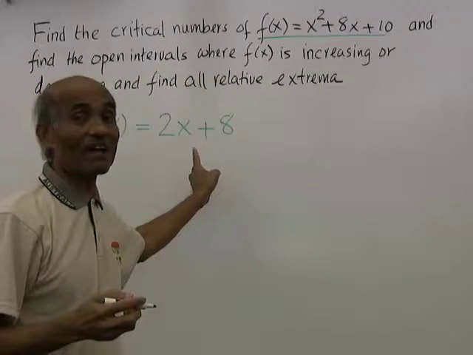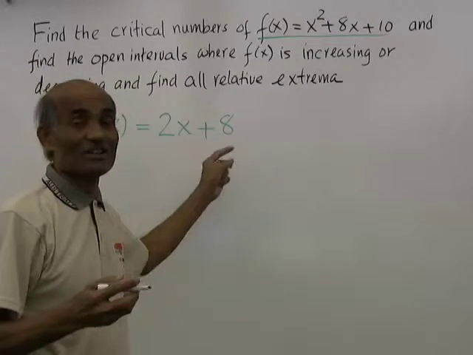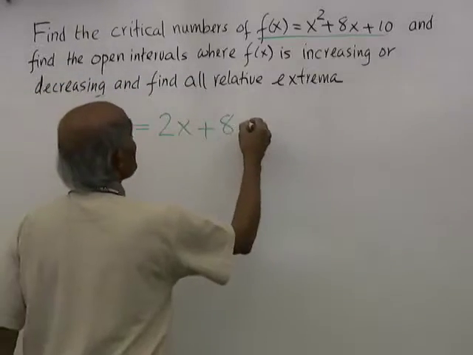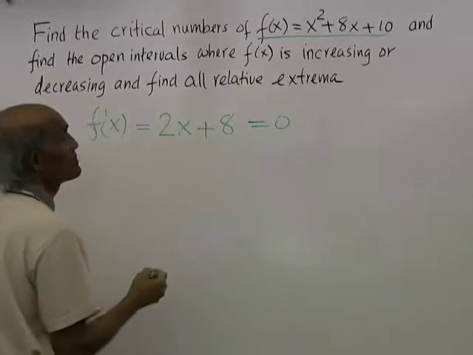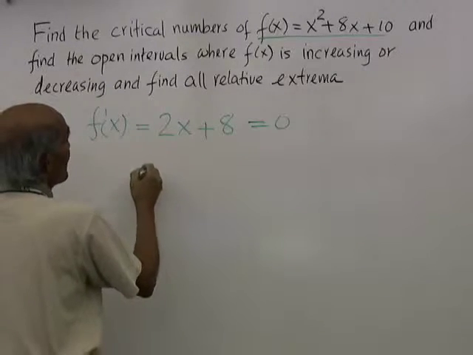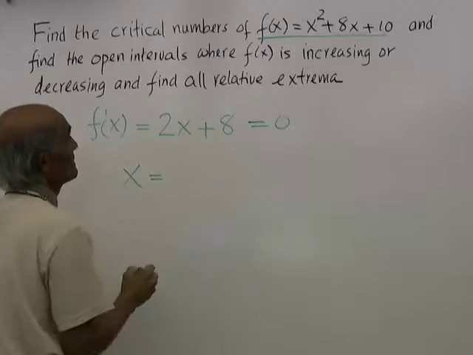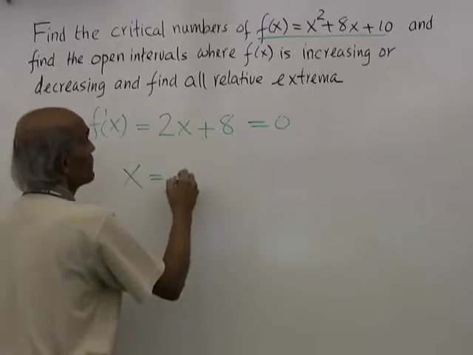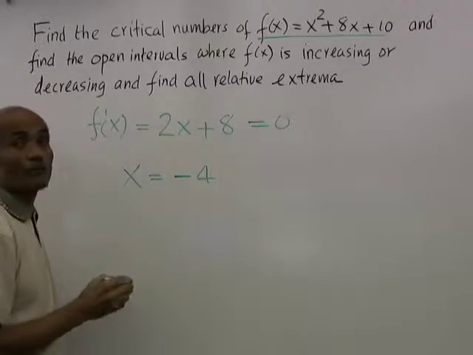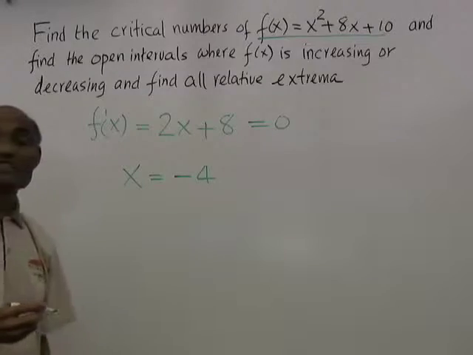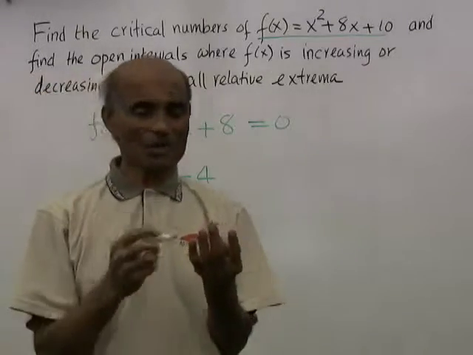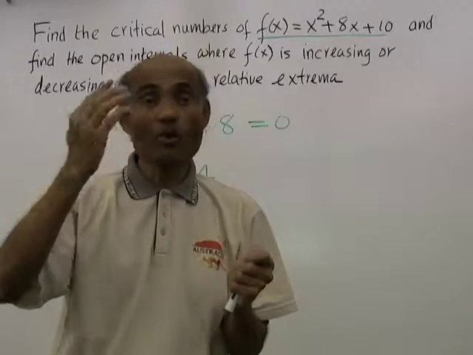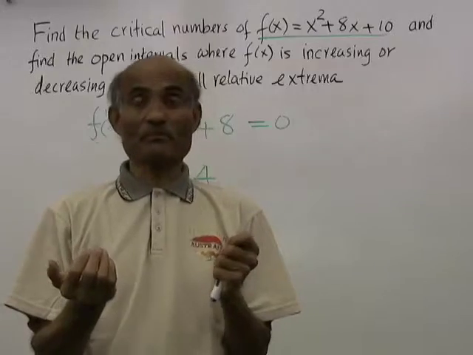Now, there are no x values which will make this undefined. So critical numbers exist when the derivative is 0. So set this equal to 0 and solve for x. What is x equal to in this case? Well, 2x plus 8 equal to 0 gives you x equal to -4. So x equal to -4 is a critical number. What does that mean? It means you will either get a relative maximum at that point or a relative minimum.